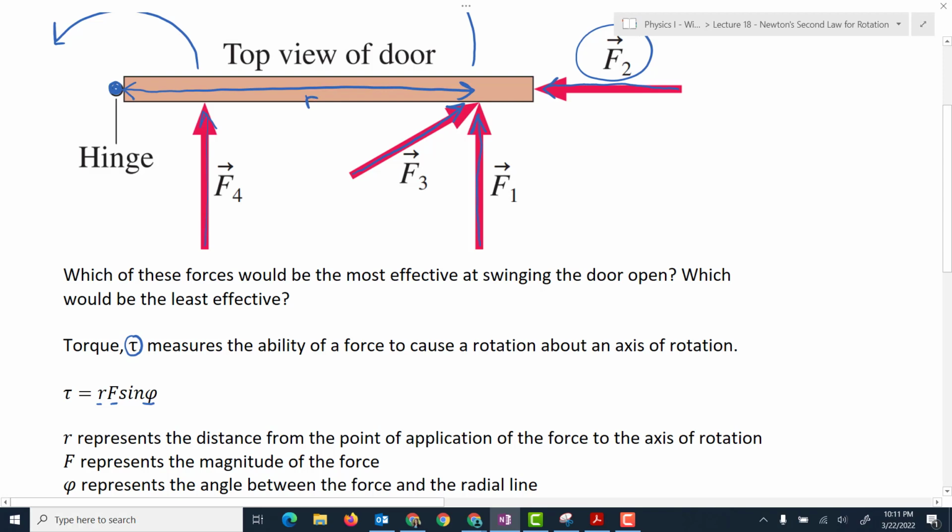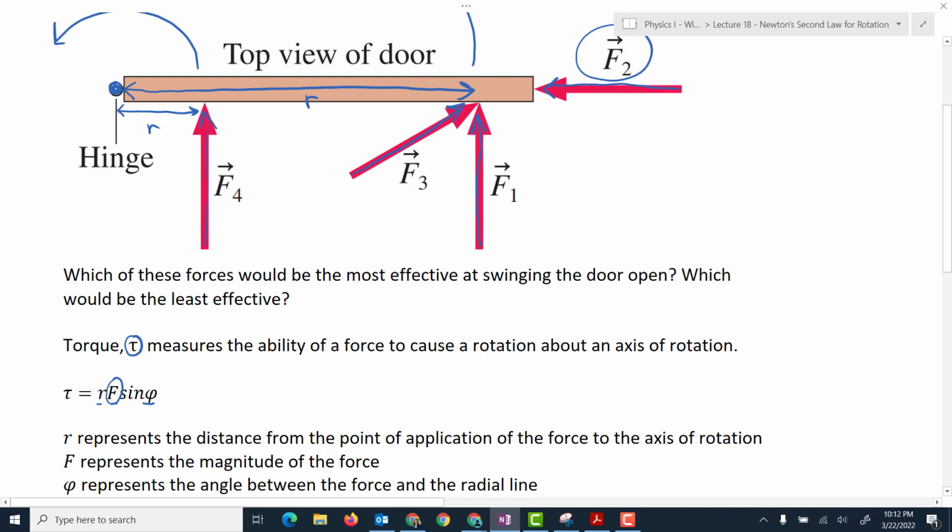For F4, my R value would be smaller, it would just be this amount. So each force would have a different R value. For F3, the R value would be the same as for F1. Then we have F, which is the magnitude of the force itself. So whatever the force is in newtons, that's what F would be.